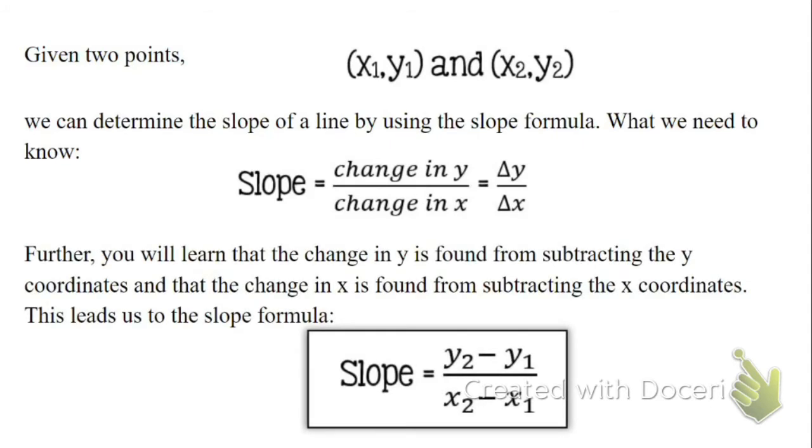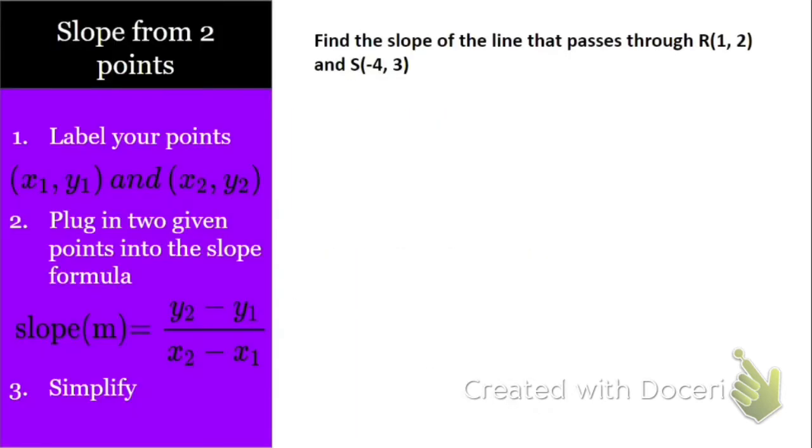You will learn that the change in y is found by subtracting the y coordinates, and the change in x is found by subtracting the x coordinates. This leads into the slope formula, where we have y2 minus y1 divided by x2 minus x1. As we look at our first example of finding the slope from 2 points, the first thing we have to do is label our points. After that, we plug the points into the slope formula, and then we solve and simplify. So let's look at our first example.